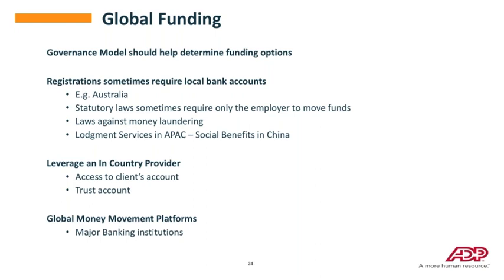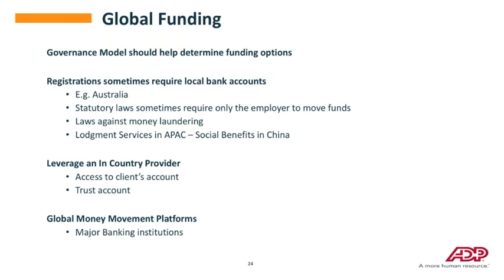I deal quite often with companies that want to fund payroll straight from the U.S. and wire money into a local country. That can be very expensive, and it can also be non-compliant to a local country's statutory laws. So for example, in Australia, you're required to have a bank account in the local country and pay out of the local country. You cannot wire money into an employee's bank account directly from the U.S. You have to have a local bank account ready and available.